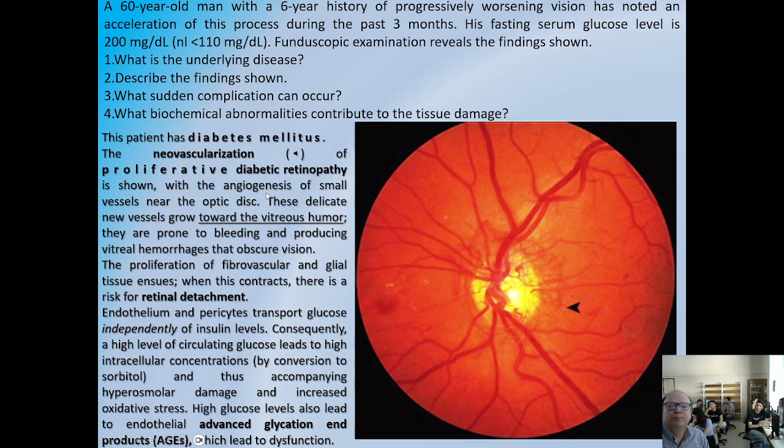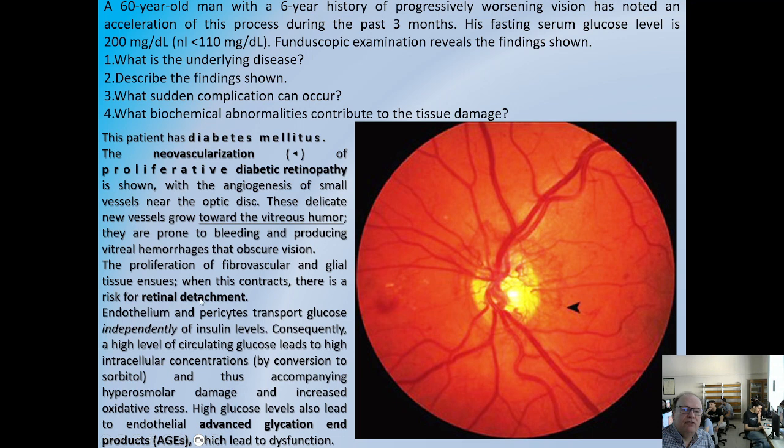What do we see here? There are very small vessels that have grown, newly formed vessels, towards the vitreous humor. What is the vitreous humor? It is what the vitreous body contains. All right? That's the vitreous humor. And they are prone to bleeding, being new vessels. As they are new vessels, their walls are thin, so they break very easily, and we have microhemorrhages. So you can see here the areas of hemorrhage, and these obscure vision.